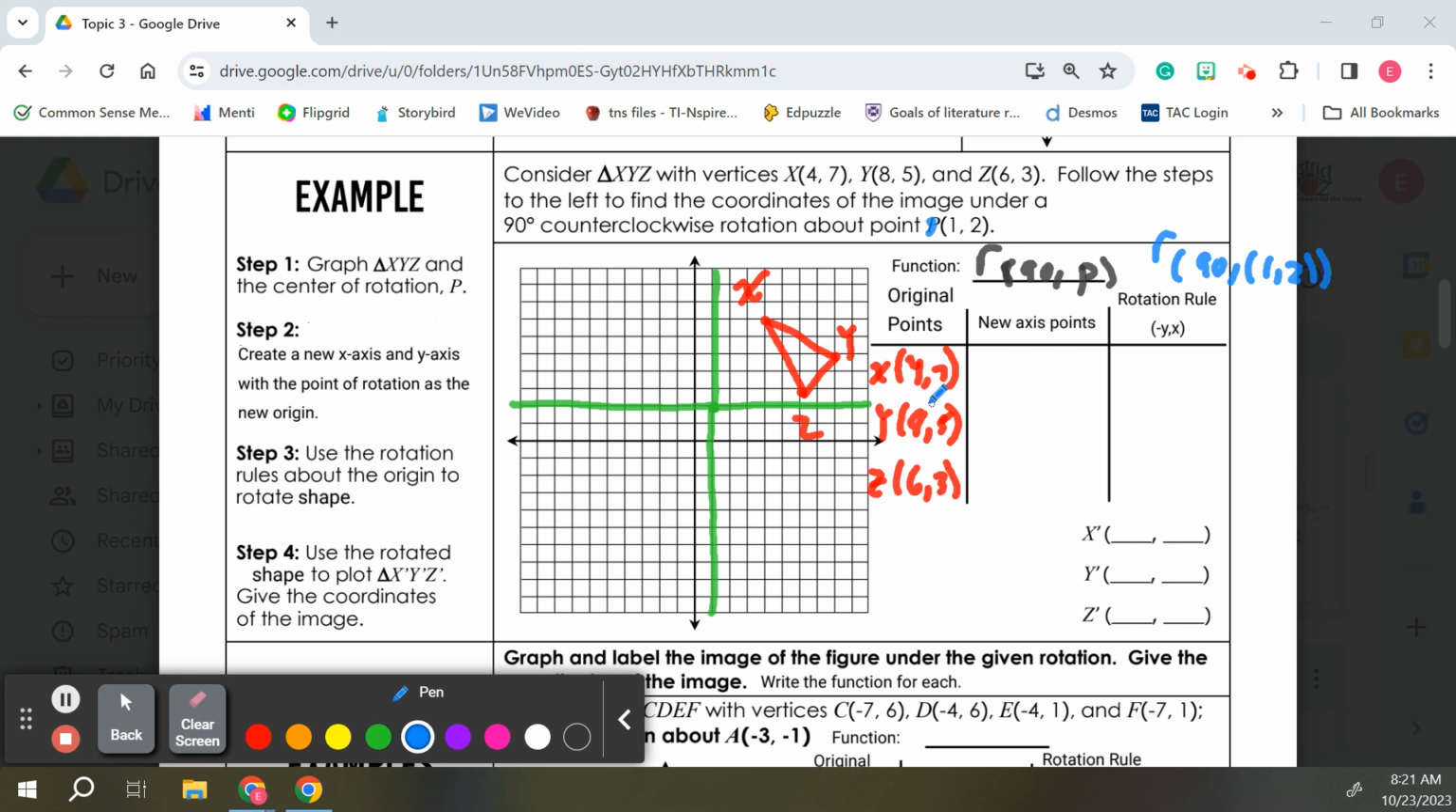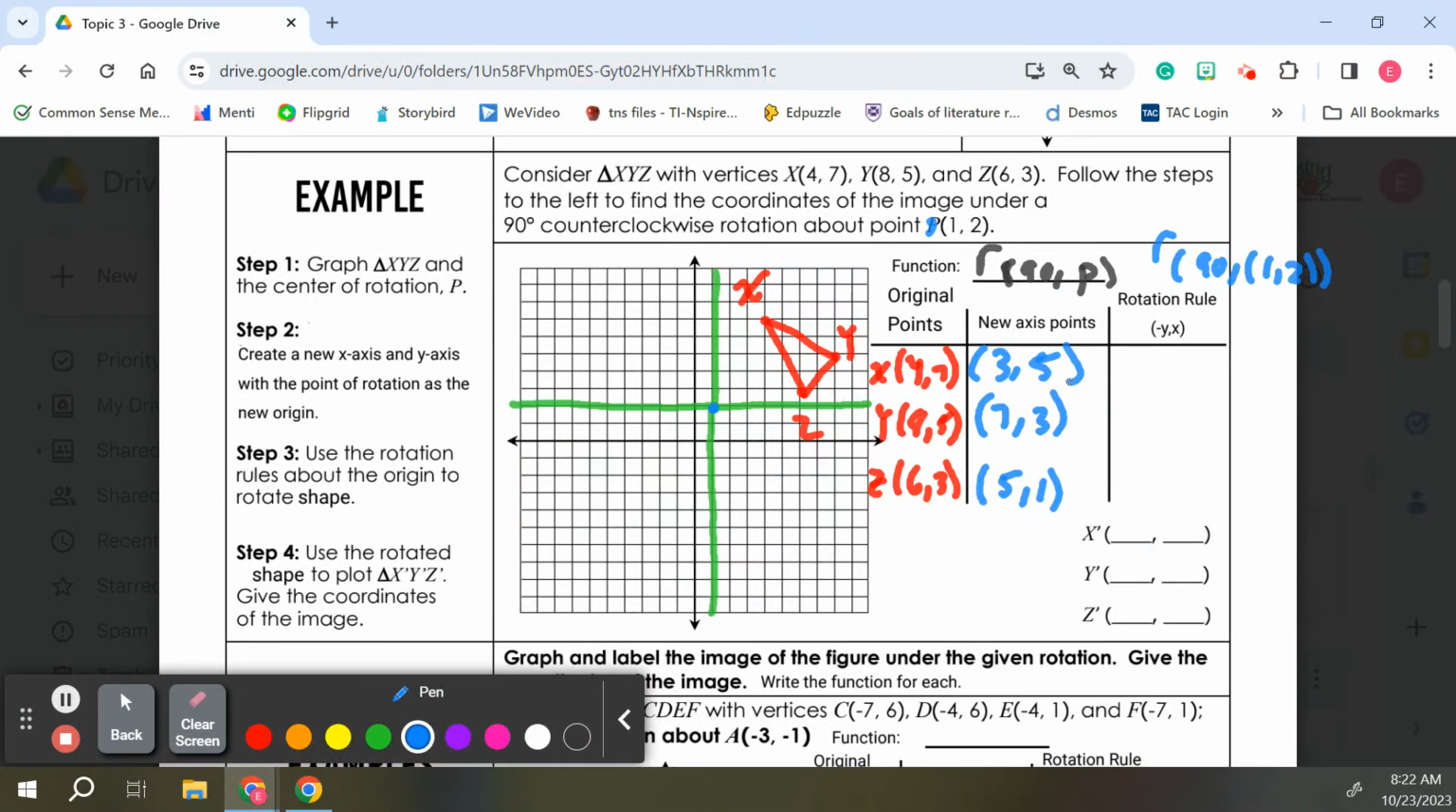All right, so now let's find our new axis points. Since this point P is now our origin, we need to count each of these points to see where they land in this new axis. If I look at Z, Z is an easy one. 1, 2, 3, 4. It's over 5, up 1. So this new Z point is (5, 1). For Y, it says over 7, up 1, 2, 3. So Y is (7, 3). And then the new point for X is (3, 5).